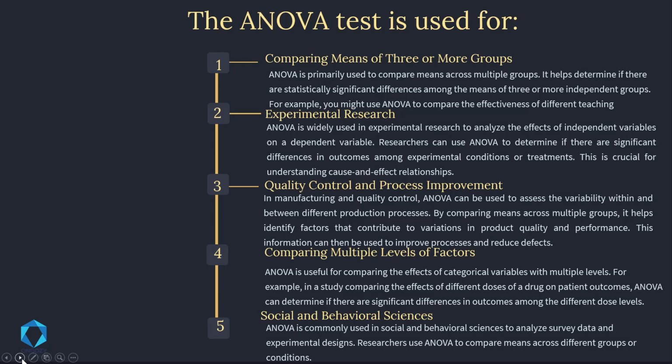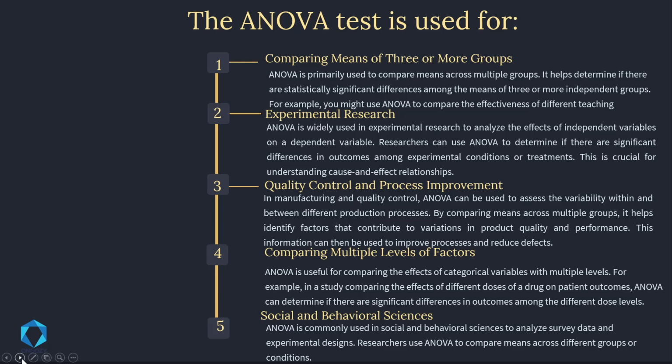Then there is quality control and process improvement. In manufacturing and quality control, ANOVA can be used to assess the variability within and between different production processes. By comparing means across multiple groups, it helps identify factors that contribute to variations in product quality and performance. This information can then be used to improve processes and reduce defects.